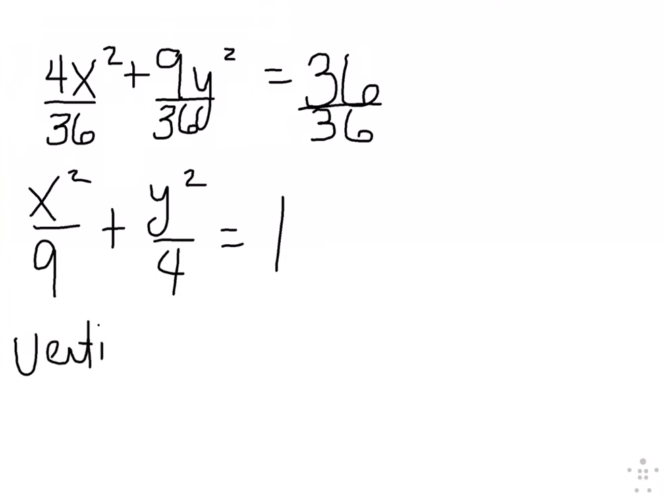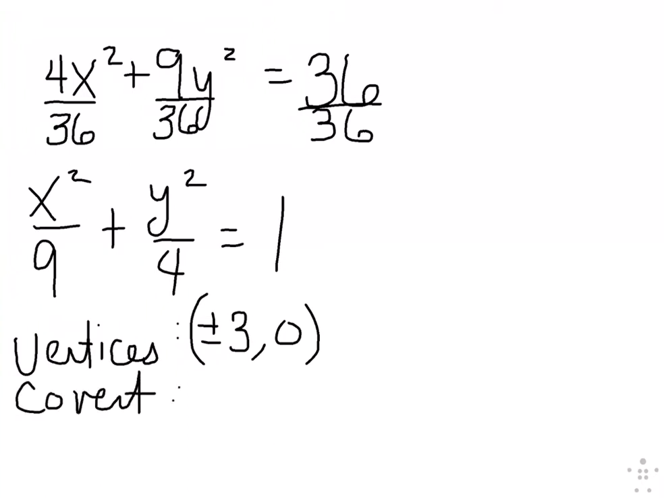Is the vertices going to be in the x spot or the y spot? Y and the x, Gabby? It's the bigger number, right? And what's the square root of 9? Plus or minus 3. And it goes in the x location because x is bigger. So then the co-vertices would have to go in the y's. What's the square root of 4? Plus or minus 2.